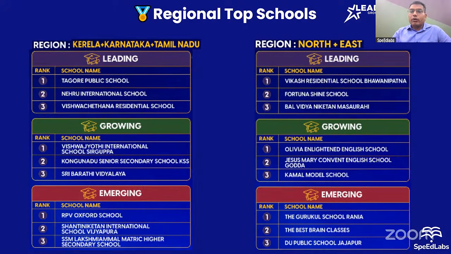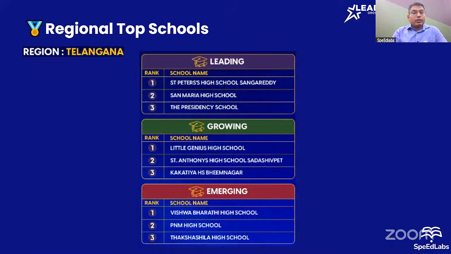And if we go to north plus east, we have Vikas Residential School, Fortuna School, Bal Vidya Niketan. In the growing category, Olivia, Jesus Mary, and Kamal Model School. In the emerging category, Gurukul, Best Brain, and DU Public School. So congratulations to the schools that are putting in a lot of effort.